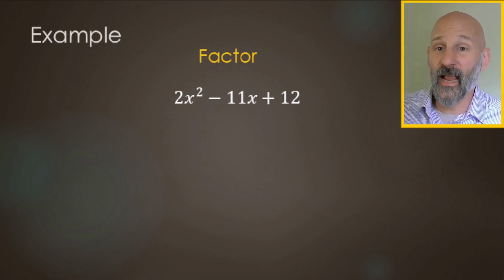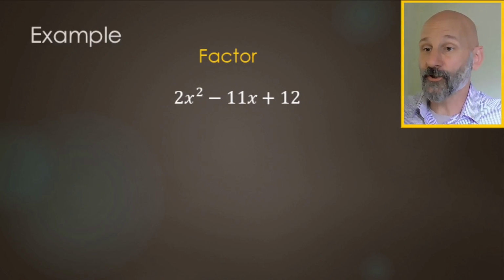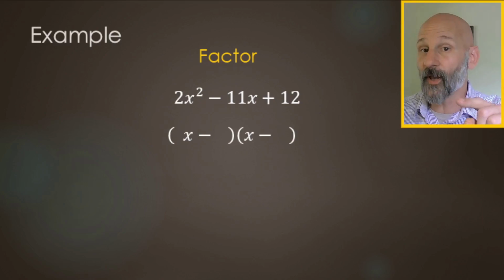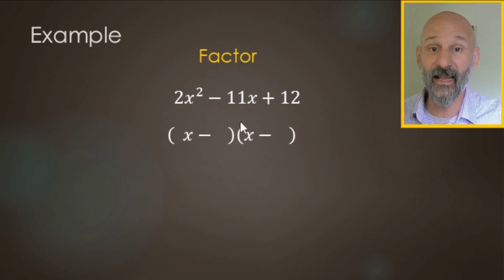Here we have another example. We're going to factor 2x squared minus 11x plus 12. Okay, so here's what our answer is going to look like. Now notice we have minuses here instead of pluses because these two numbers multiply to a positive and they add to a negative, right? Negative times negative makes positive and negative plus negative makes a negative. So we know that these are going to be minuses, okay?